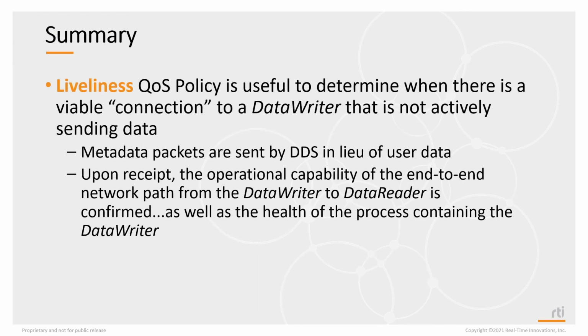In summary, the Liveliness QoS policy is useful to determine when there's a viable connection to a data writer that's not actively sending data. Instead of data, metadata packets are sent by the DDS. These metadata packets could be heartbeat packets, or they could be what are known as data M packets, which are liveliness assertion packets. When the data reader receives the data, the operational capability of the network to send the data from the data writer to the data reader is confirmed, as well as the health of the process that's containing the data writer.